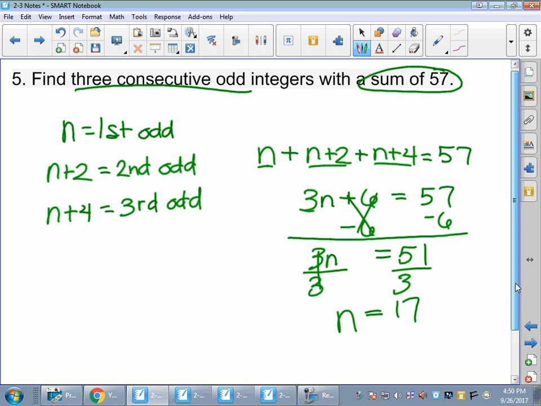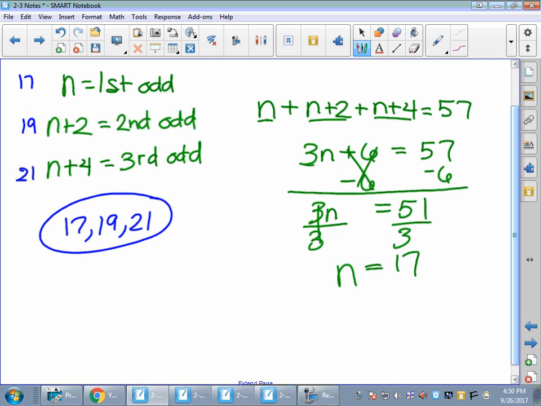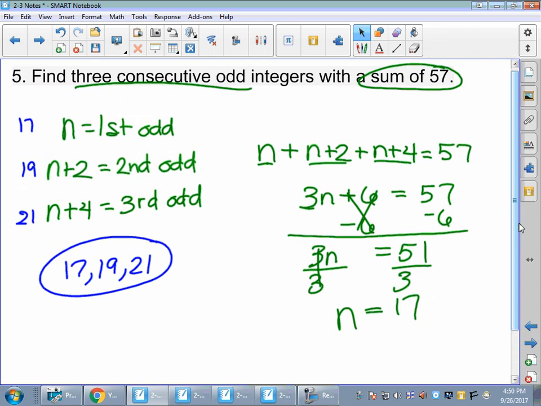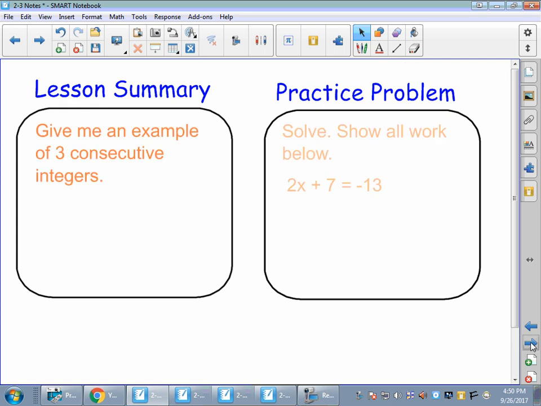So the first odd, first of all, you want to make sure that it's odd and that it's a whole number because it's an integer, which it is. So n is 17. My next odd would be 19 consecutive, and the next one would be 21. So my solutions are 17, 19, and 21. If you add all of those up, you will, in fact, get 57, like it says. All right, so your lesson summary here is to give me an example of 3 consecutive integers, just any 3 on the number line, and then I want you to solve that equation for me. Good luck.